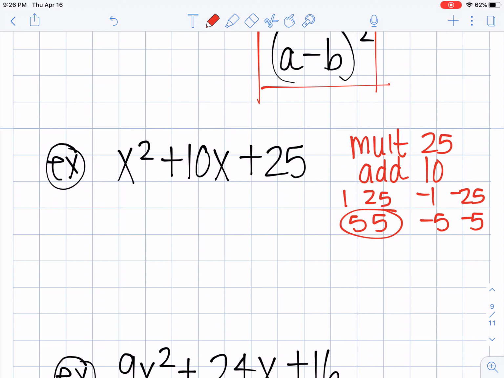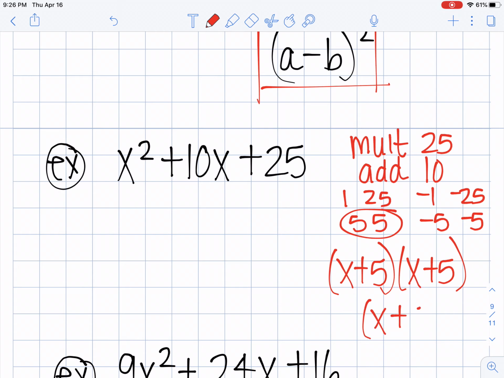So if I were to factor this out, this would become x plus 5. Oops, I'm going to write it actually down here. This would be x plus 5 times x plus 5. But because they're the same thing, we can simplify it and just say x plus 5 squared. This is my final answer when I'm factoring this. Or I can use the formula.